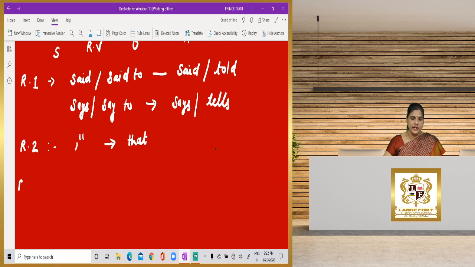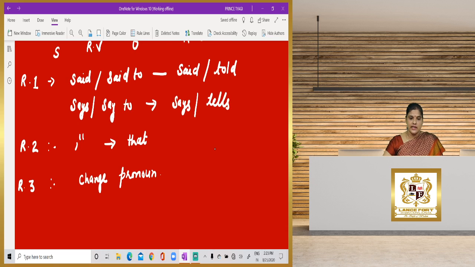Rule number 3 is very important: change the pronoun. Now, which pronoun will you change? Many times it happens that a pronoun appears in the reporting verb section as well as in the reported speech. You can see pronouns in both sections, but you have to change the pronoun of the reported speech only. And how will you change it?